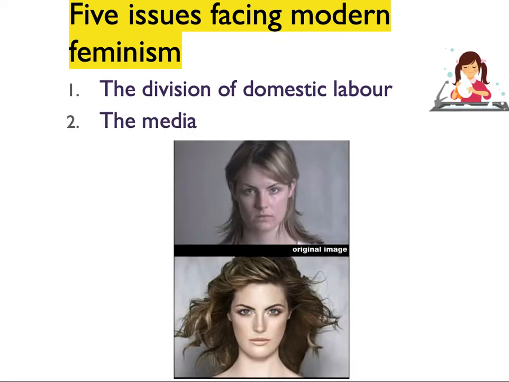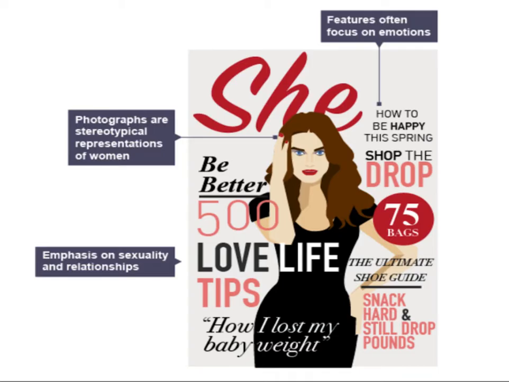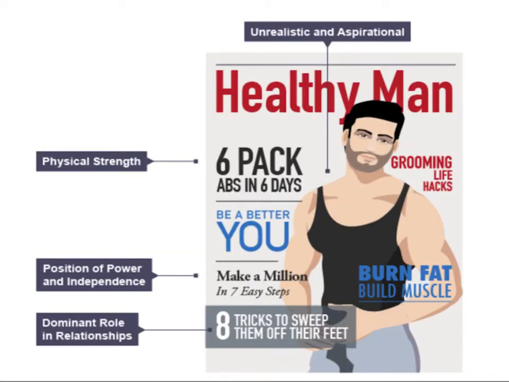A second issue a modern feminist will point to is the portrayal of women in the media. For example, women are given unrealistic images of how they could or should look. This is an albeit slightly tongue-in-cheek interpretation of how the media socialises into gendered roles and expectations. Magazine front covers often include stereotypical representations of women and are different to the typical representations of men.